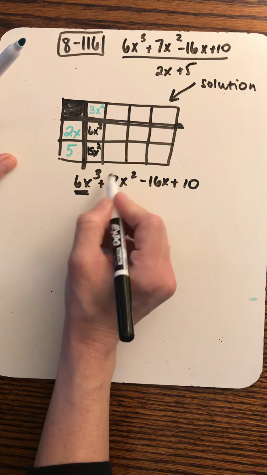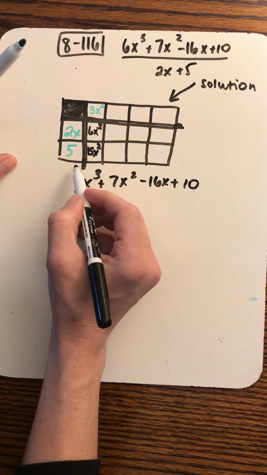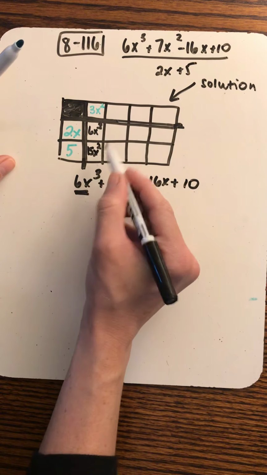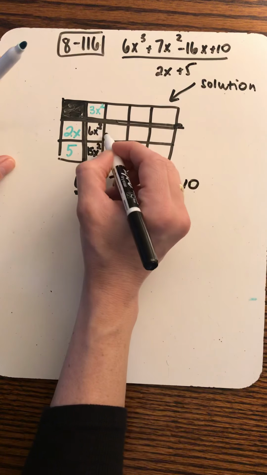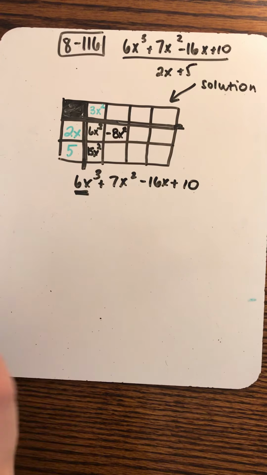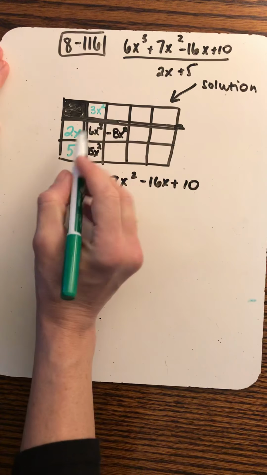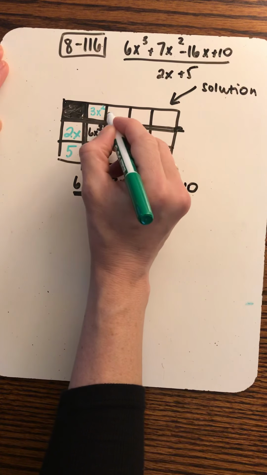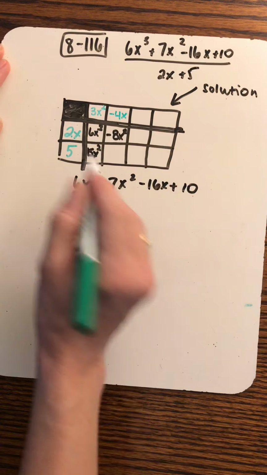Then we look down at our original polynomial, and it's not 15x squared, it's 7x squared. So to make this simplify to the original, I have to subtract 8x squared, and then that simplifies to 7x squared. Then we repeat the process. 2x times what gave me negative 8x squared? Well, that's negative 4x.